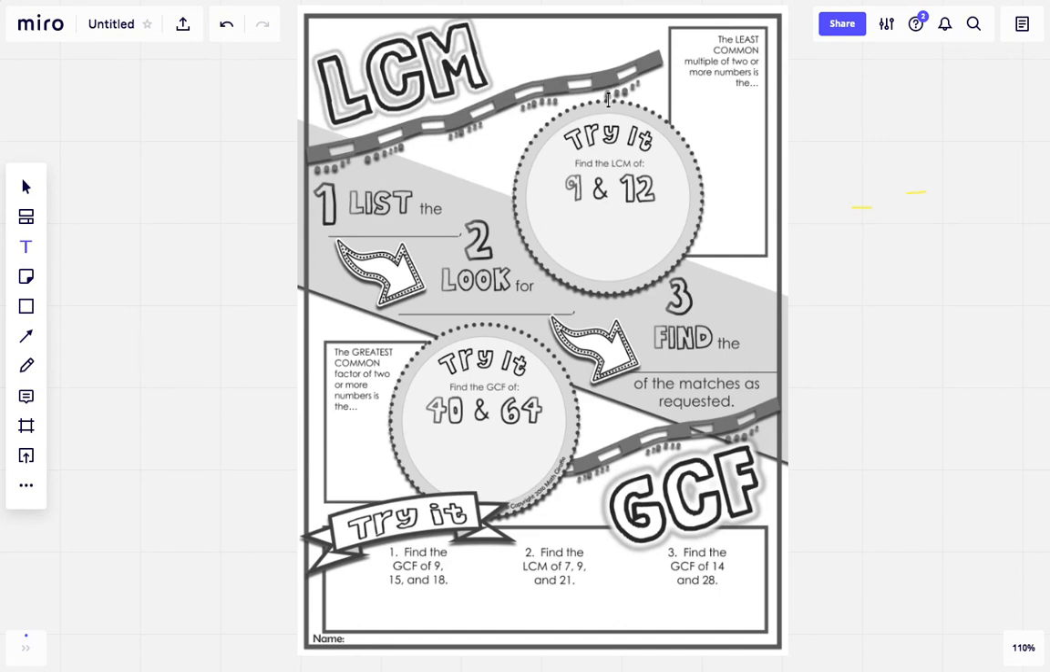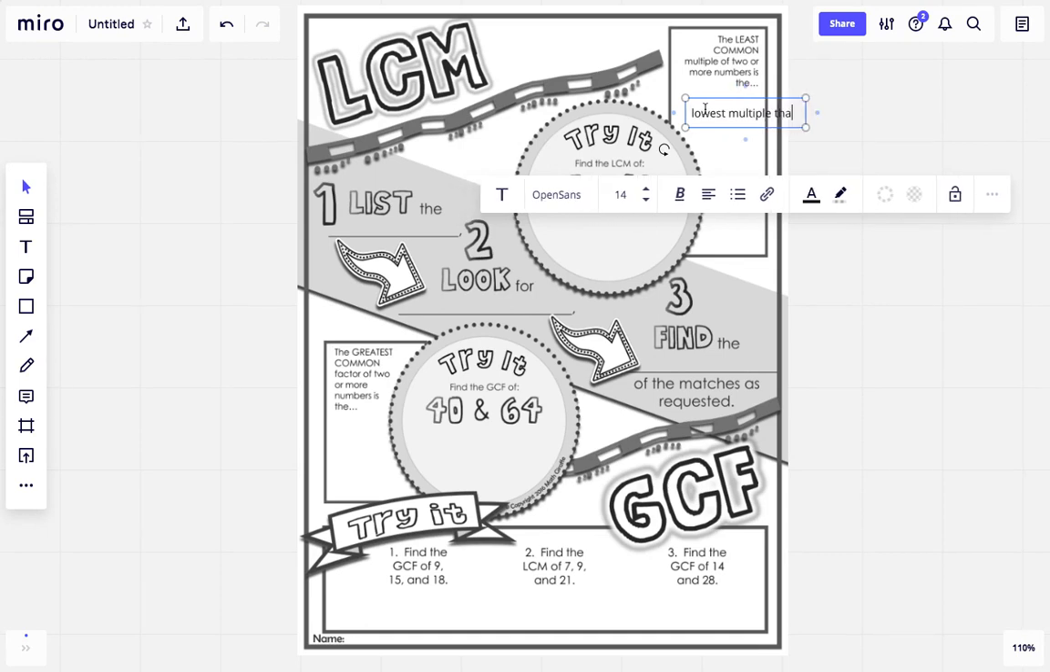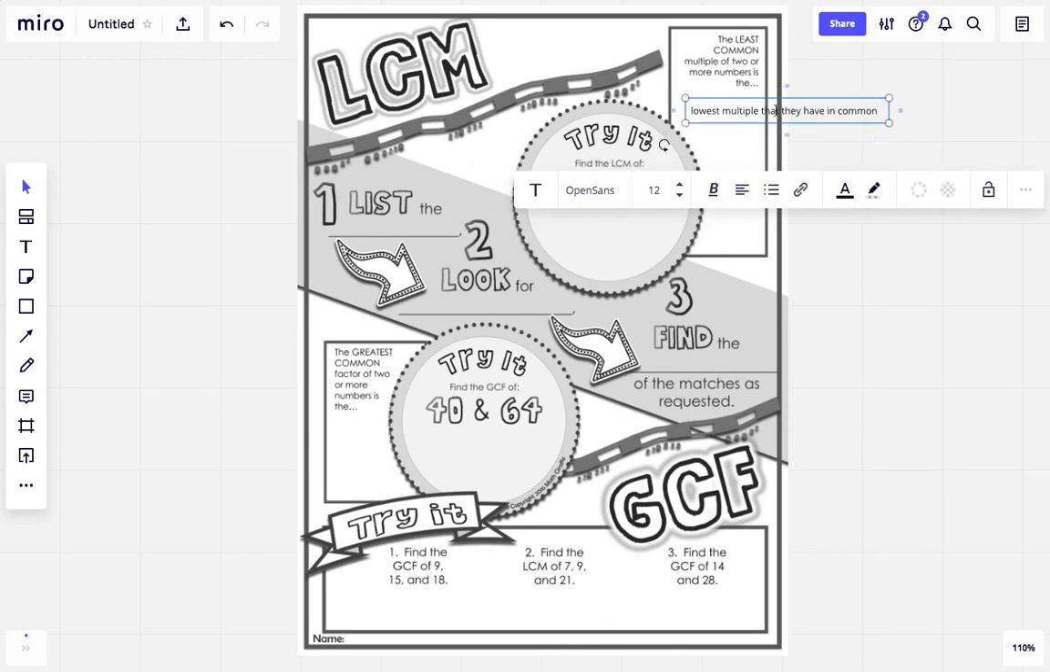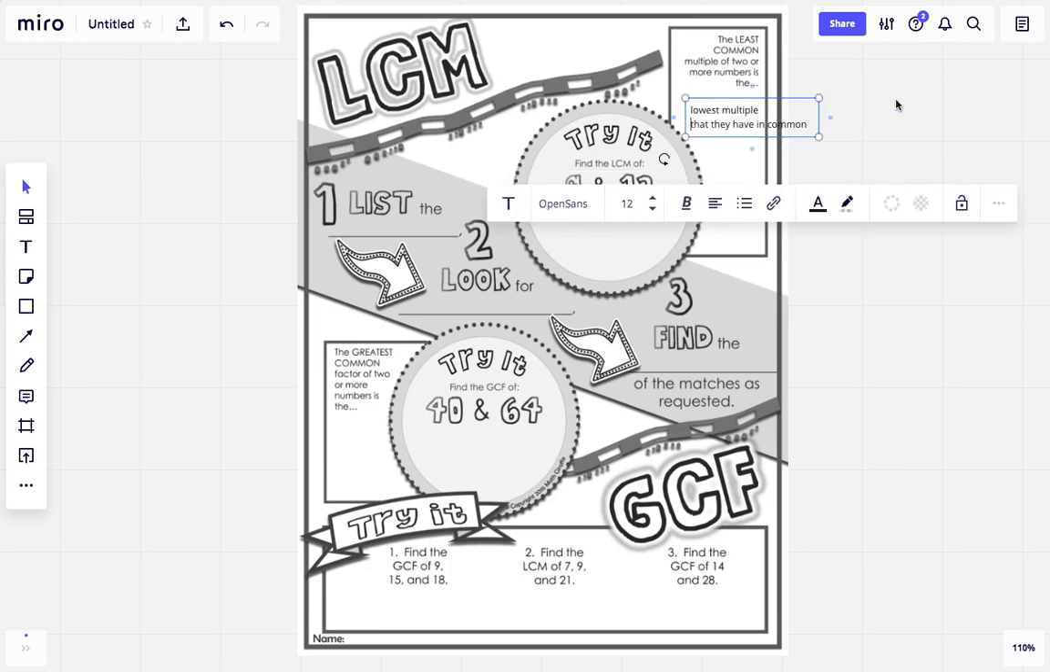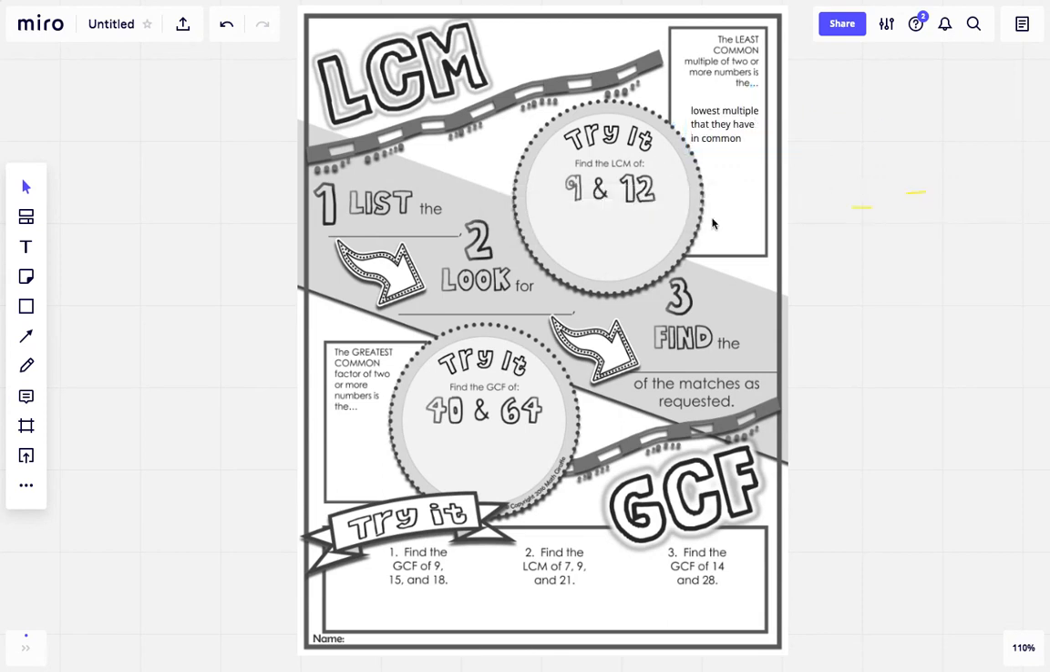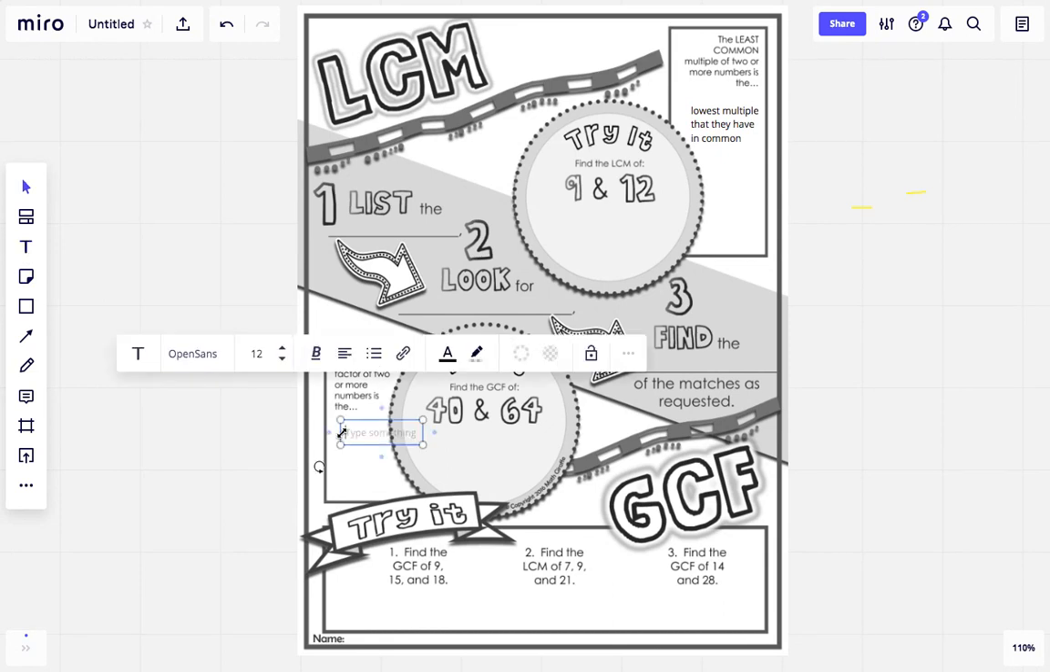So the least common multiple of two or more numbers is the lowest multiple that they have in common. Meaning when you list out the multiples, it's the lowest one that they share, the lowest one that they both have. And the greatest common factor, similarly, is the largest factor that both numbers share.